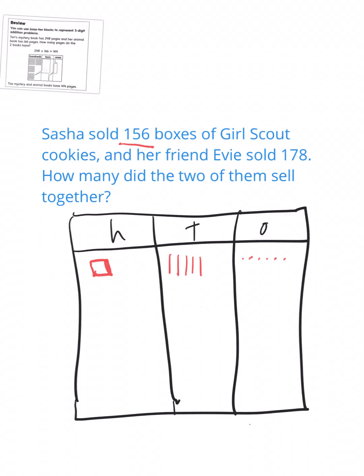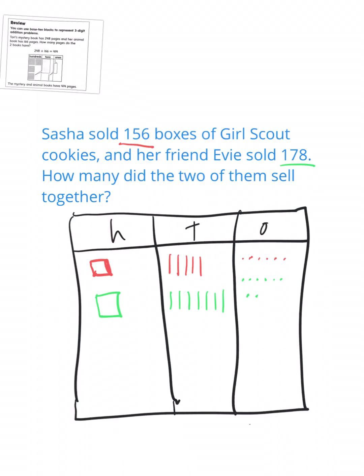Her friend Evie, let's do this in a different color. Her friend Evie sold 178. So Evie has also 100 here, and then 7 tens. 1, 2, 3, 4, 5, 6, 7, and 8 ones. 1, 2, 3, 4, 5, 6, 7, 8.